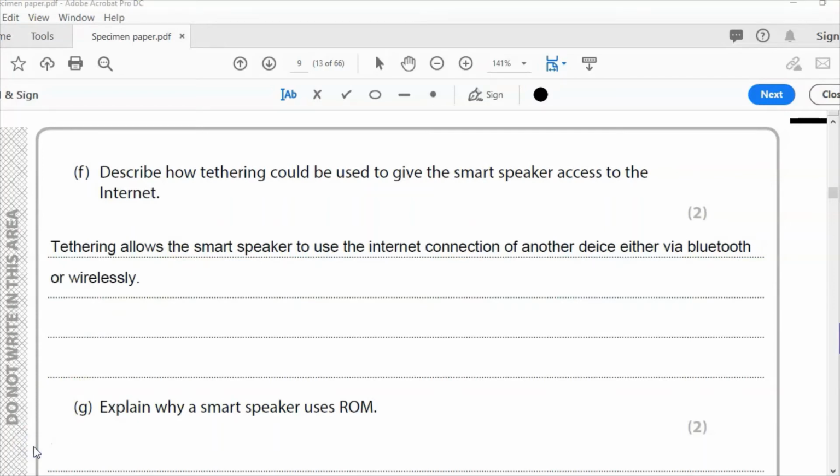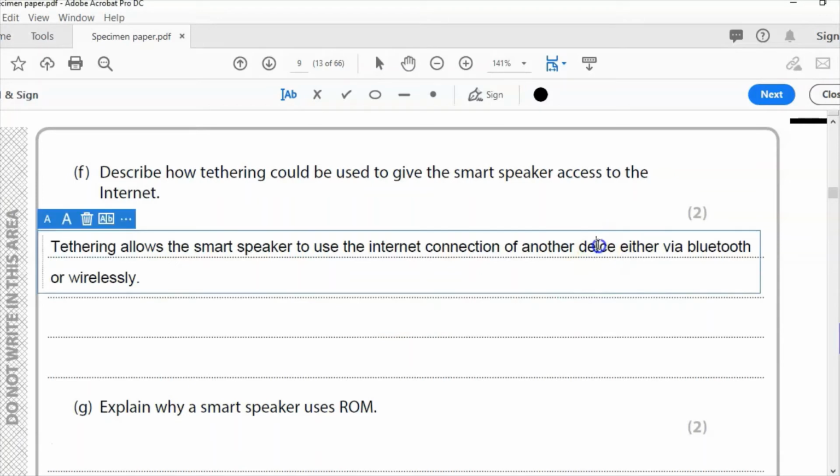So, tethering allows a smart speaker to use the internet connection of another device, either via Bluetooth or wirelessly.